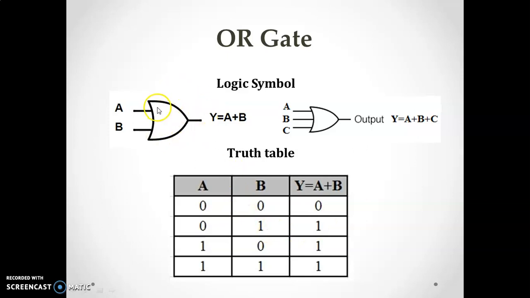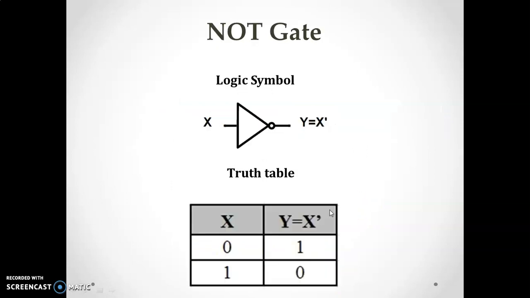The logical symbol for two input OR gate is shown here in figure. So it has two inputs A, B and one output Y. Y is equal to A or B. This means logical addition. In the same way, the logic symbol for three input OR gate is shown here in figure. It has three inputs A, B, C. Output Y is equal to A or B or C. As you can see, the output is high if any one of the inputs is high. If all the inputs are low, the output is low.